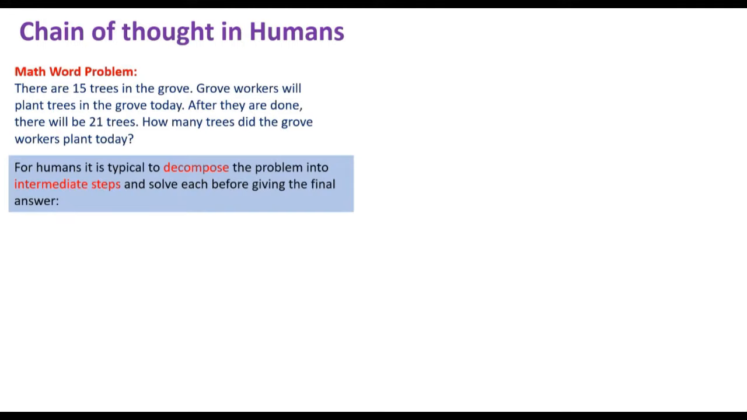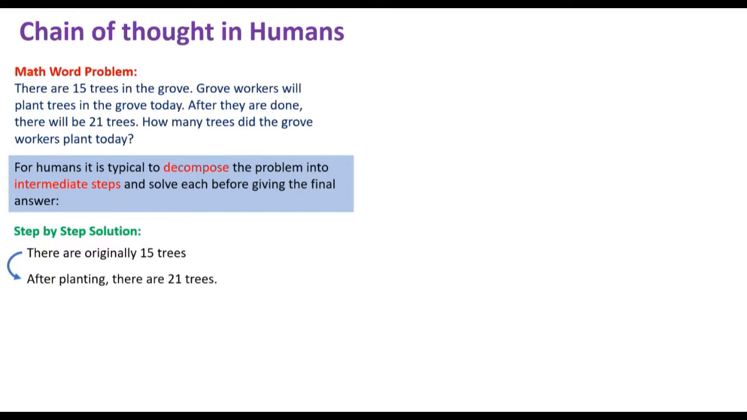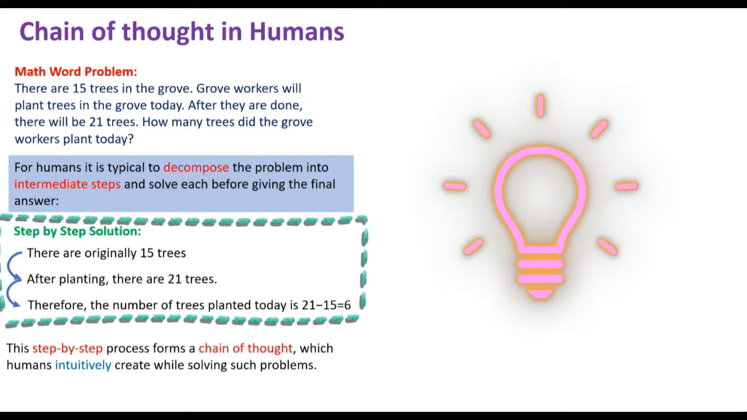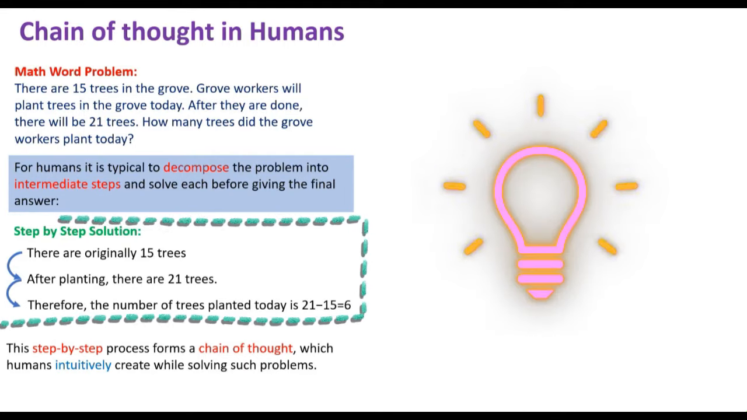For humans, it is natural to break down such problems into intermediate steps and solve each step before arriving at the final answer. So the step-by-step solution looks like this. So there are originally 15 trees. After planting, there are 21 trees. Therefore, the number of trees planted today is 21 minus 15 equals 6. This step-by-step process forms a chain of thought which humans intuitively create while solving such problems.